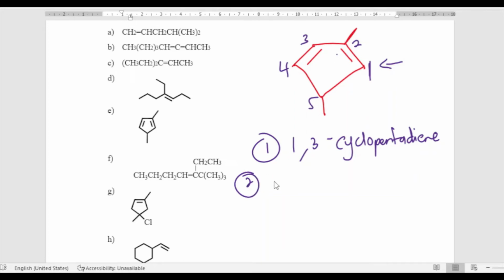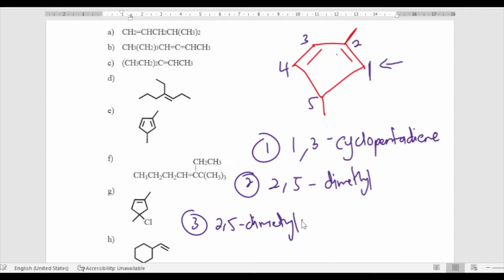Then second, you identify the substituent. This one gives the substituents 2 and 5, dimethyl. So the IUPAC name will be 2,5-dimethyl-1,3-cyclopentadiene. So this is the IUPAC name for this one.